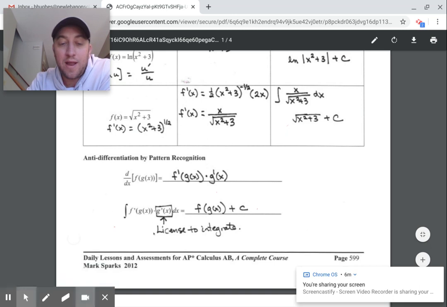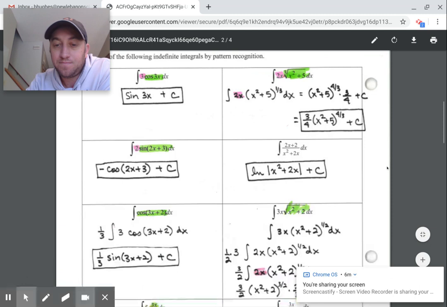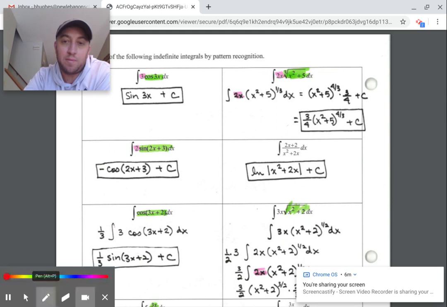And I know that, all right, if I just take the antiderivative of f prime, I'm going to have f of g of x, and then plus c. So that's the main thing, is do you have the derivative of the inside part of your function showing up in your integrand? So we're going to look at 8 examples here. Some of them we do. Some of them we're going to have to do a little bit of work to get there.